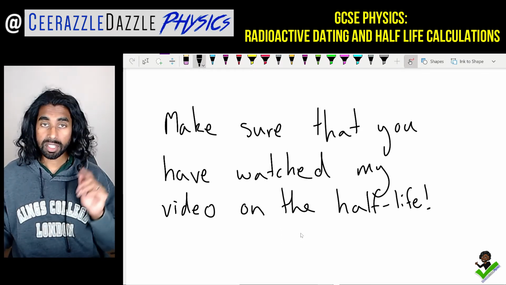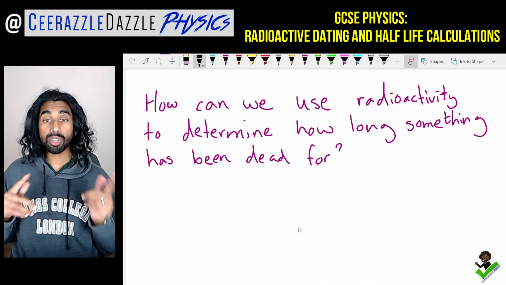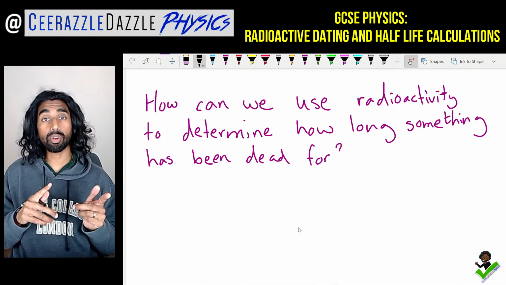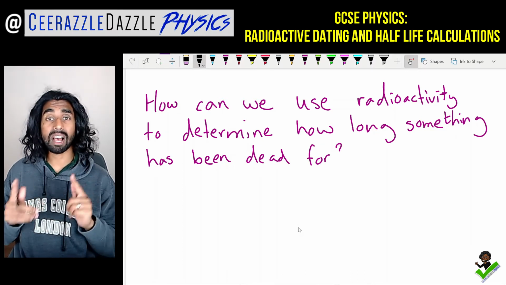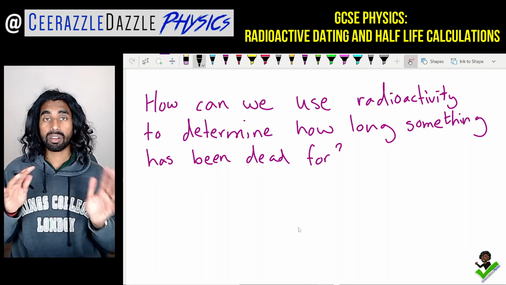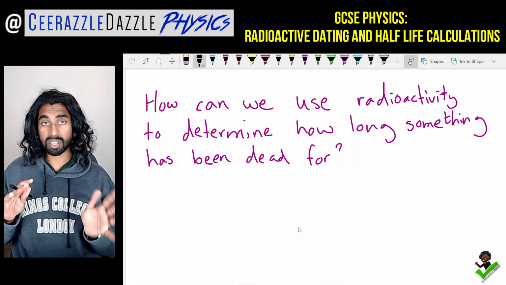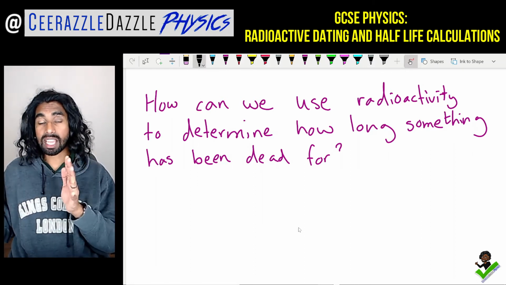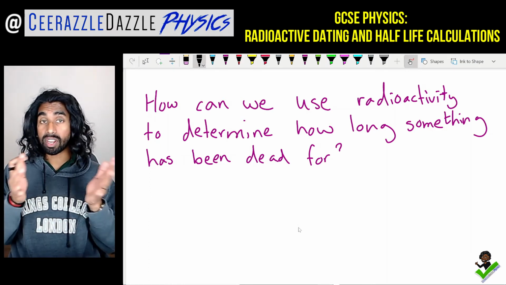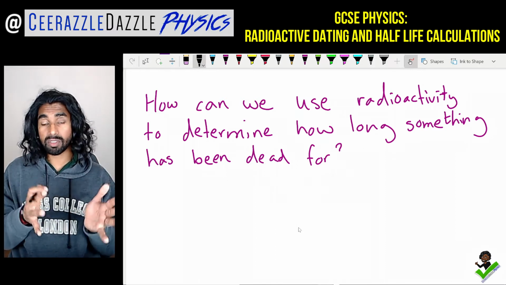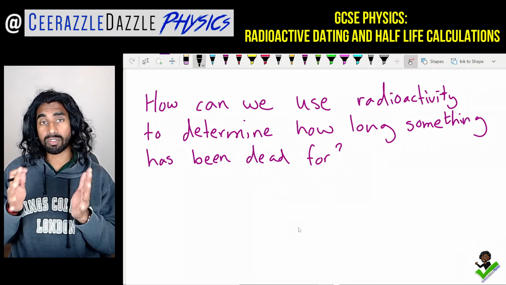Okay, so today's big question is the following. How can we use radioactivity to determine how long something has been dead for? You've probably heard in the past that scientists might find something which has died and they're able to calculate how long it's been dead for. Well, the way they do it is actually by using radioactivity, guys. So by using radioactivity, they can work out how long something has been dead for.